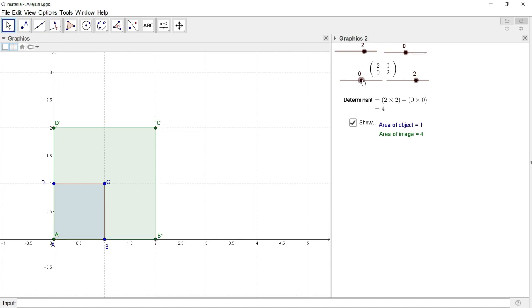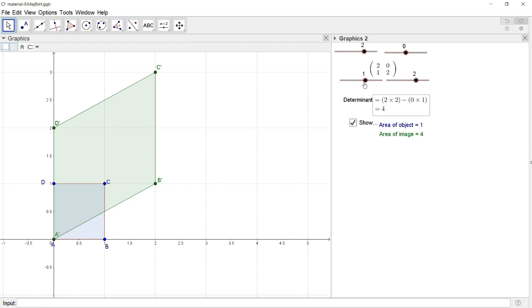If we change the value of a from 0 to 1, the shape of the image becomes a parallelogram. But you can easily see that in this case also the area of the image is still the same, 4 units. We can easily calculate the area of the parallelogram, which is equal to the length of the base into the corresponding height. The length of the base is still the same, the height is 1 and 2 units. The area of the image is 4 square units and the value of the determinant is again 4 units.